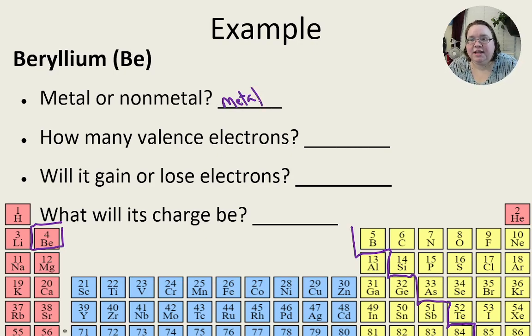How many valence electrons does it have? Well, it's in group 2. Therefore, it has 2 valence electrons. Will it gain or lose electrons? It's going to lose, because all metals lose electrons. When it loses the electrons, it's going to lose those 2 valence and form a +2 charge, or a +2 oxidation state.